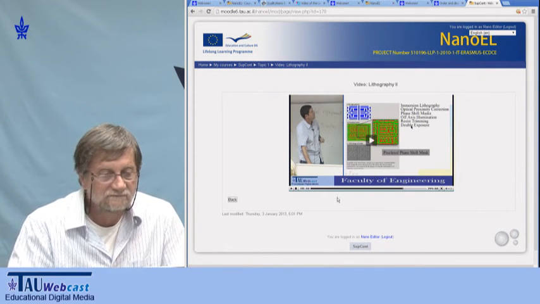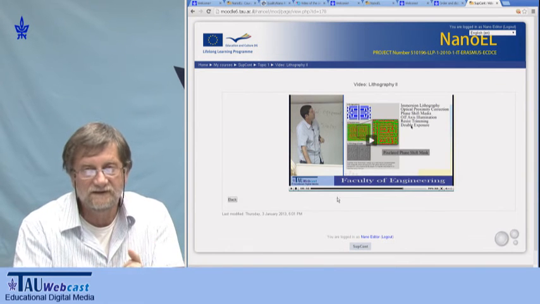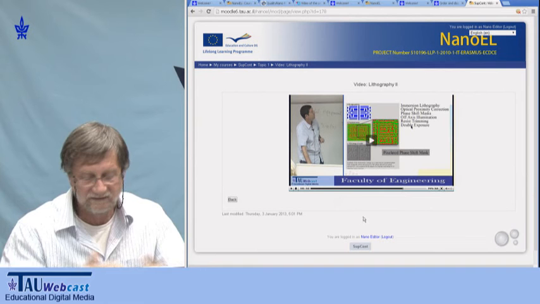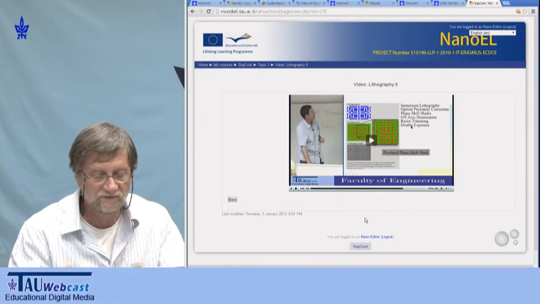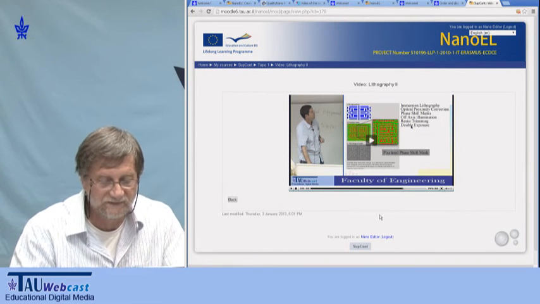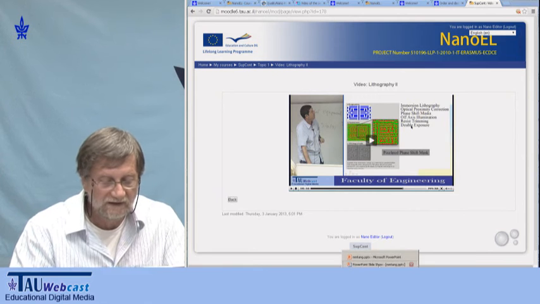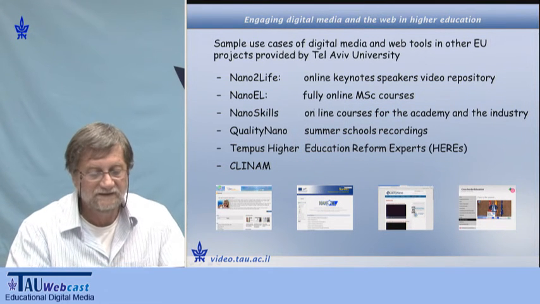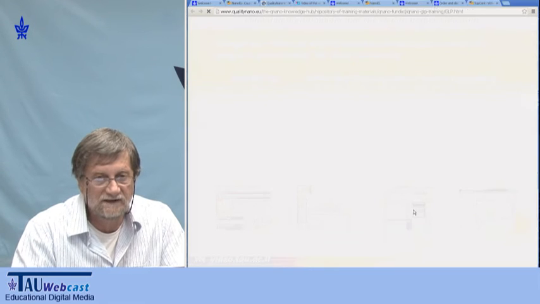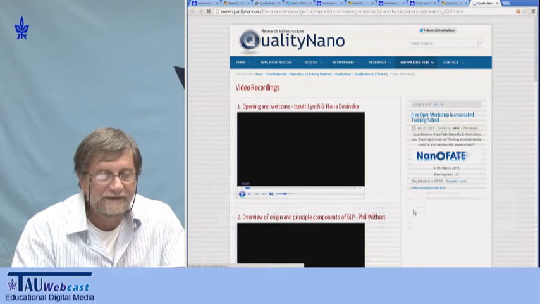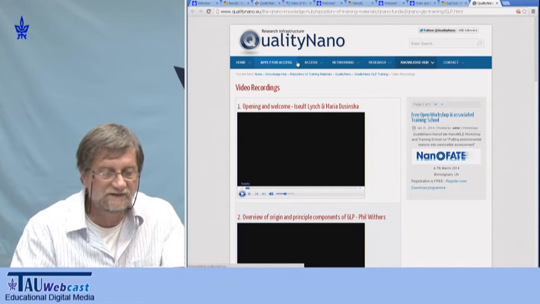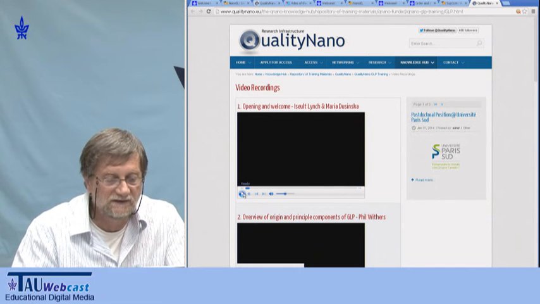Okay. Also, we have quizzes and other relevant content, but I just want to go faster because I'm almost out of time. Let's see a few more samples in a very brief way. This is, for example, also a reservoir made for another EU project, Quality Nano.